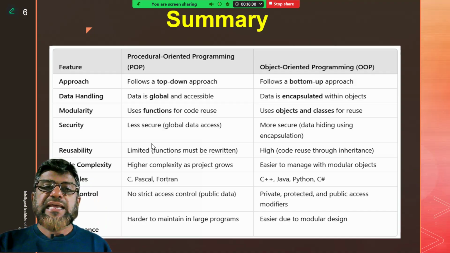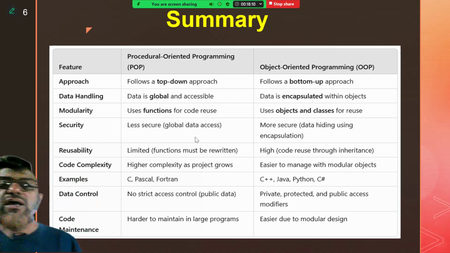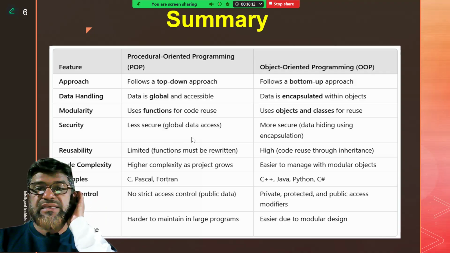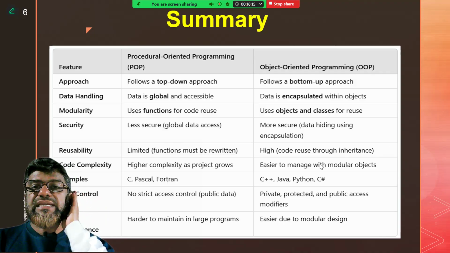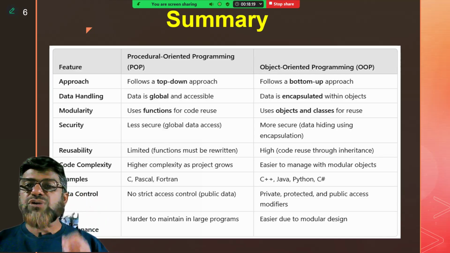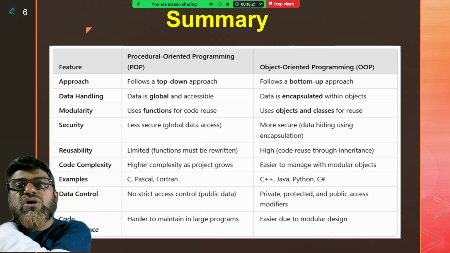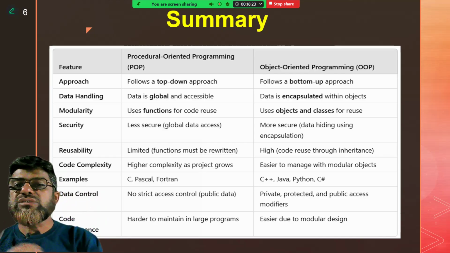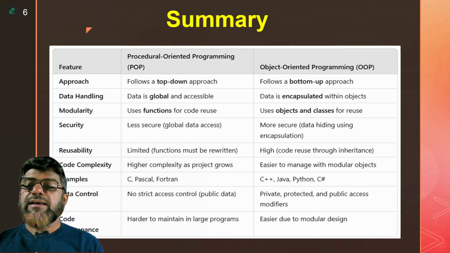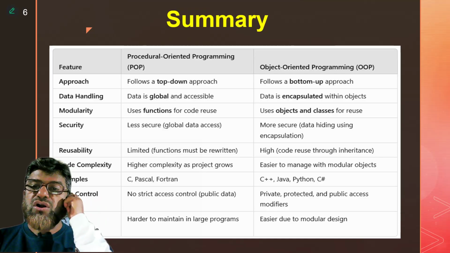Next, we have security. POP is less secure because of global data access, as already explained. But here we can get more security. Why? Because we can use the concept of encapsulation, and later on I will also tell you that we can use access specifiers, that is private data and protected data also.